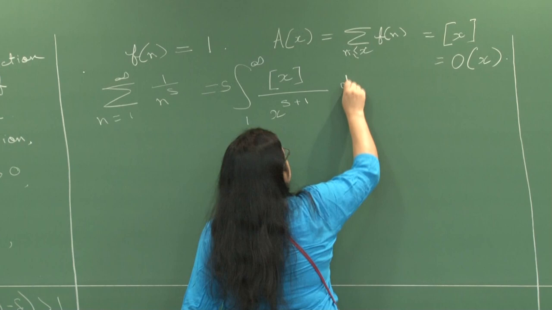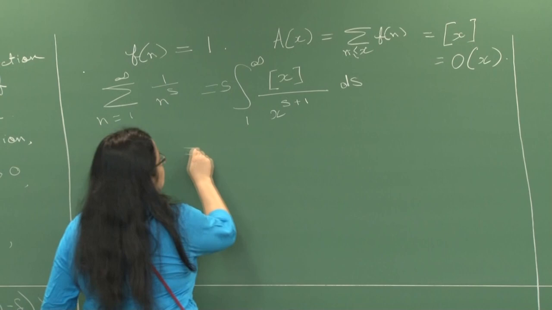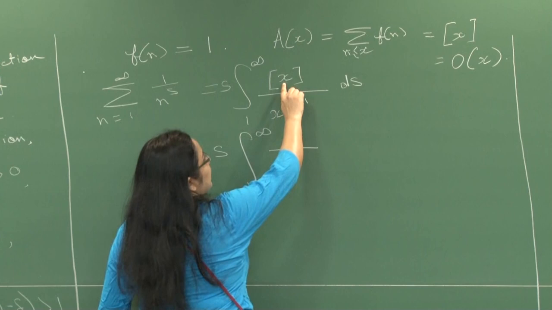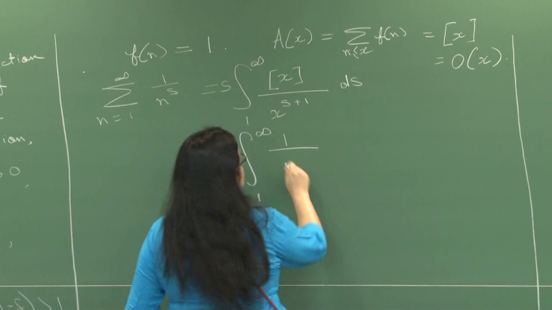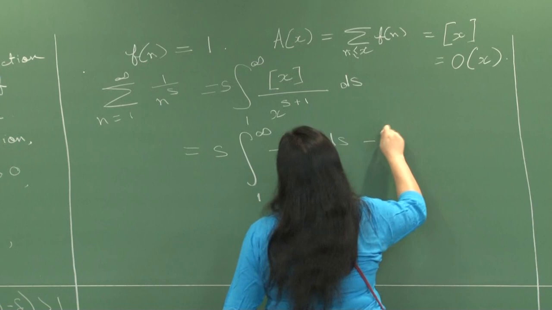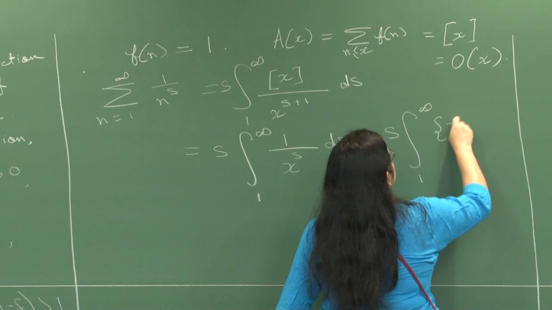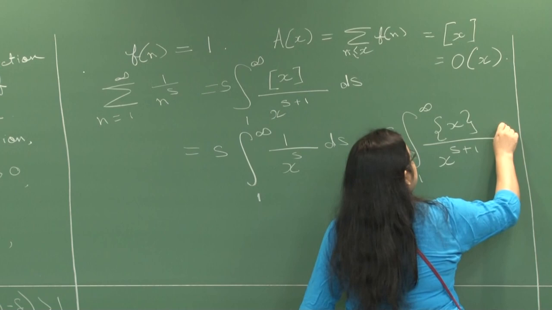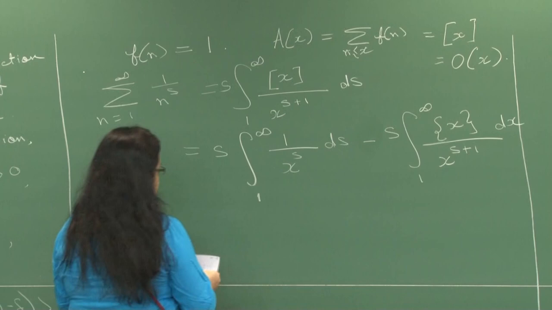So, this turns out to be equal to s times the integral from 1 to infinity, and then you can write your greatest integer as x minus its fractional part. So, you have the integral of 1 over x to the s dx, plus, actually minus, s times the integral from 1 to infinity of the fractional part of x over x raised to the s plus 1 dx. And now notice what is happening here. This term just becomes s over s minus 1.